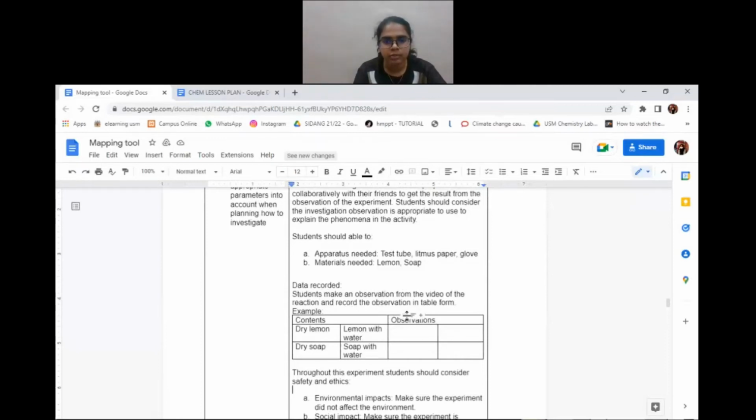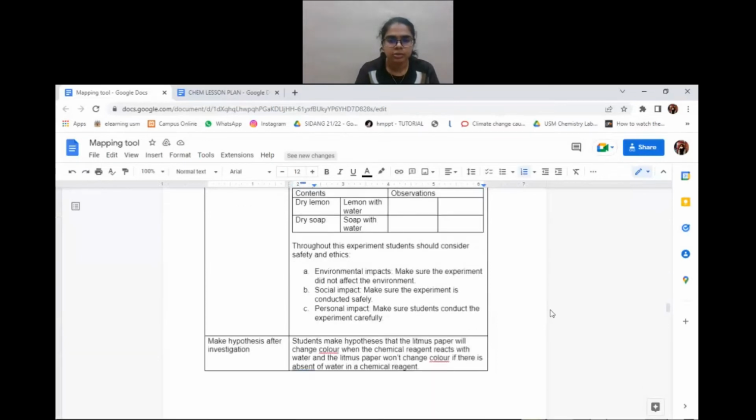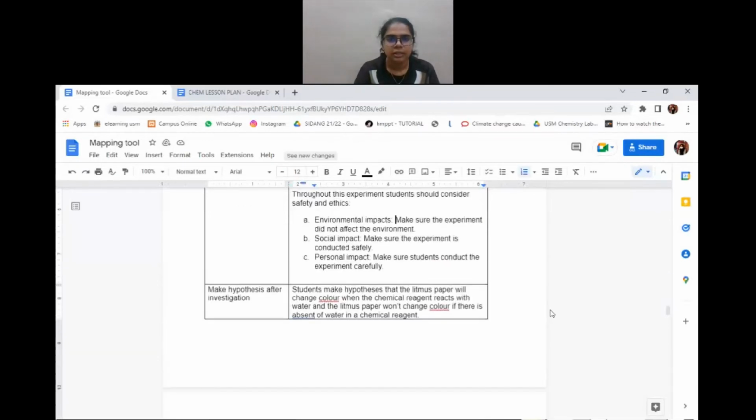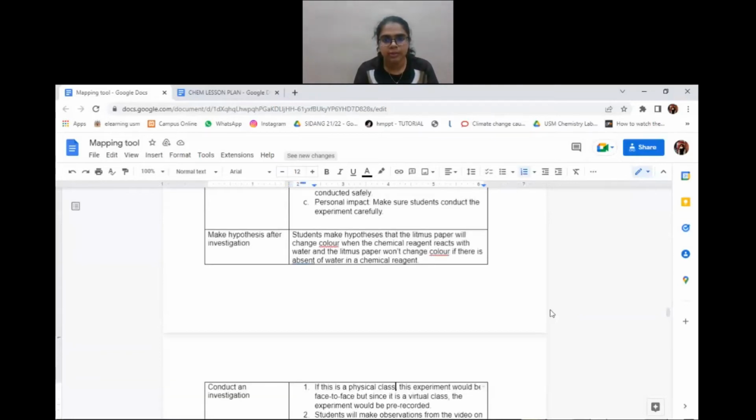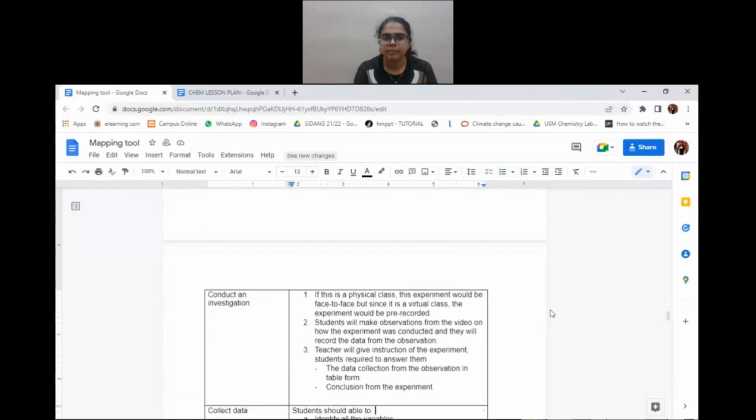The data would be collected by watching a video and recorded in a table form like this. Throughout this experiment, a student should consider these three impacts: environmental, social, and personal impacts. Talking about hypothesis, students should be able to make a hypothesis that the litmus paper will change color when there is a chemical reagent with water, and litmus paper won't change in the absence of water in a chemical reagent.